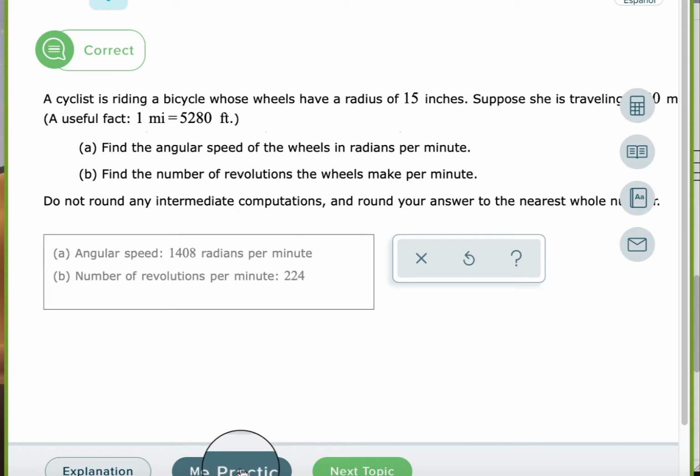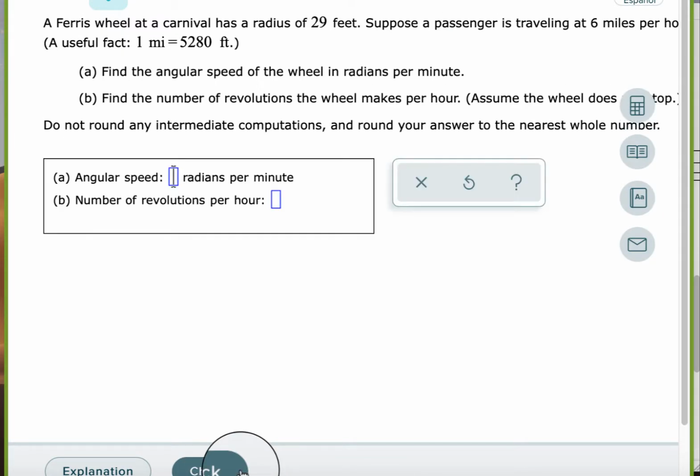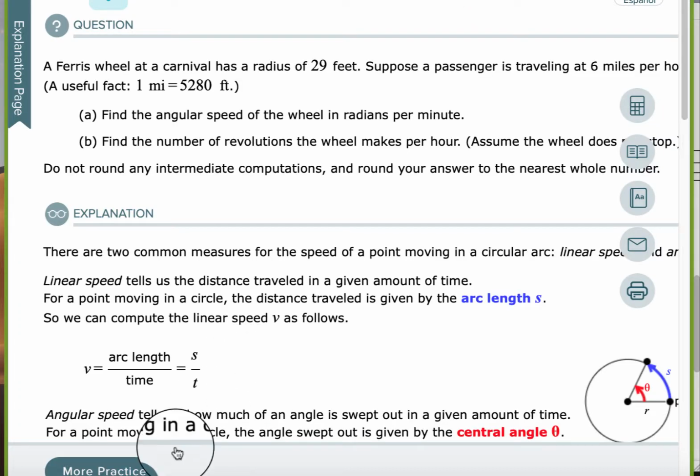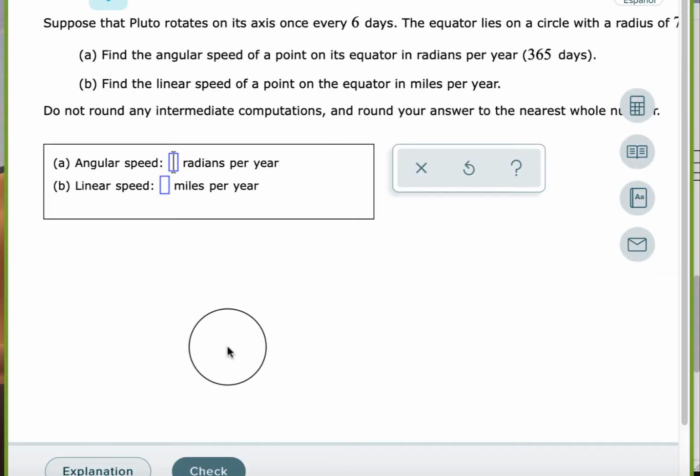All right, let's do another. In this example, we have a Ferris wheel at a carnival, and it's 29 feet long, and it is traveling at 69 miles per hour. Again, this one's very similar, that they're giving us the radius in a certain number of units, and then they're giving us miles per hour, which is linear speed. So let's do one where that's not linear speed. So let's hit explain, and then do one more practice.